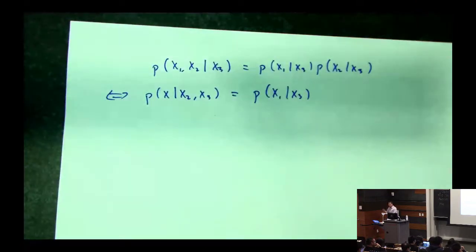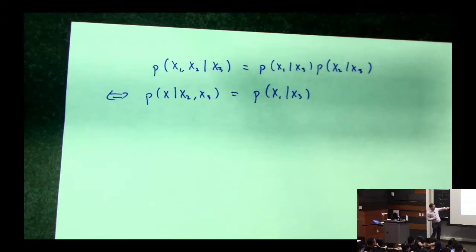What this means is, if I already know x3, x1 and x2 don't have to be independent. We'll get to that in the next slide. This is actually a very important point: conditional independence does not imply marginal independence, and vice versa.